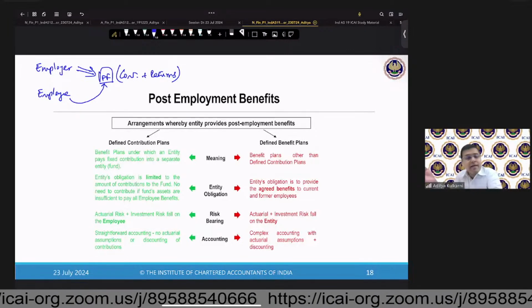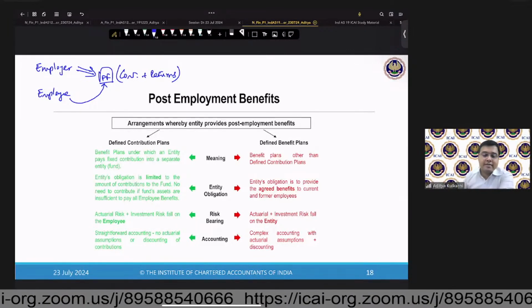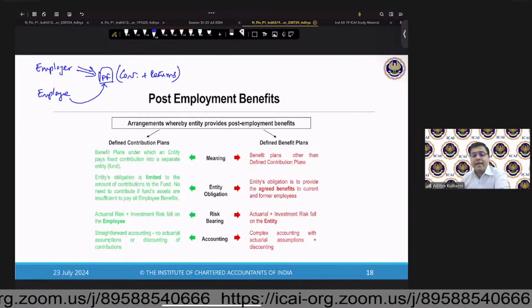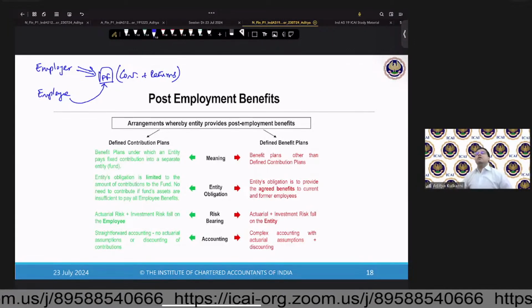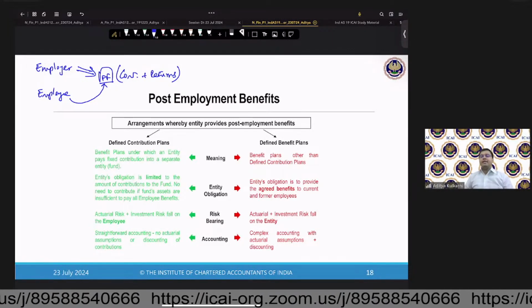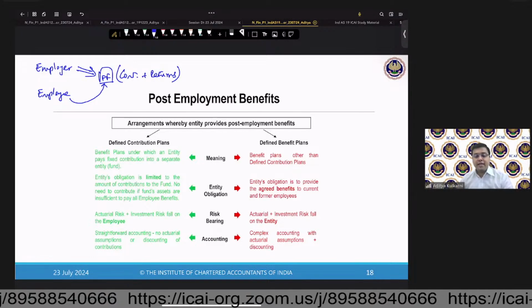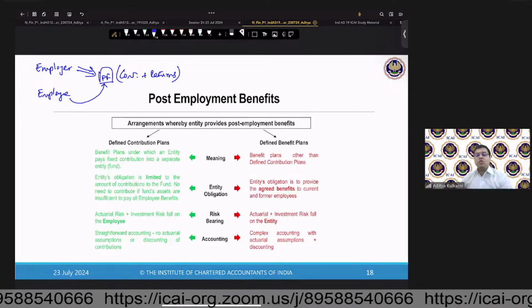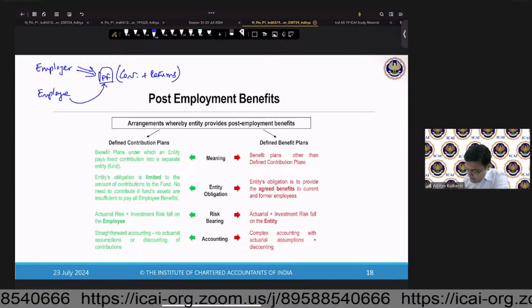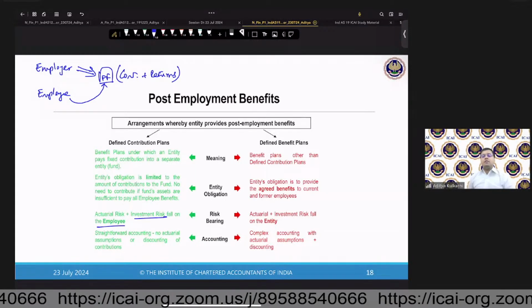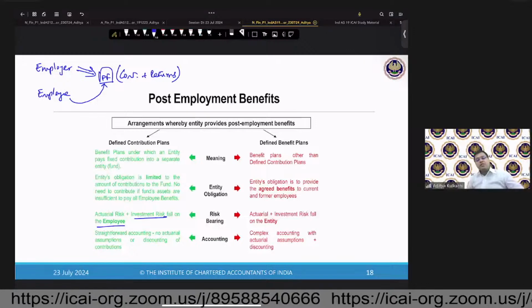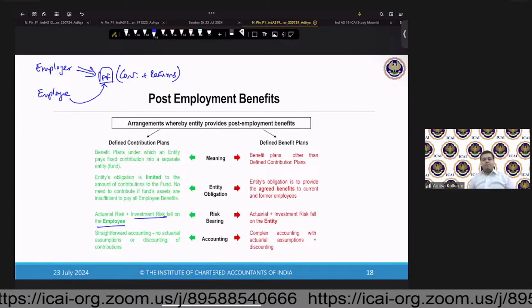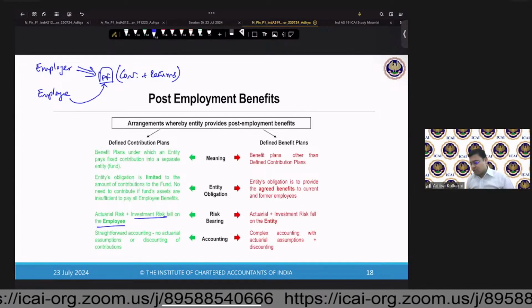Can the employee say this to the employer? Answer is no. Employee cannot say this to the employer. Why? Because it is the burden of the employee himself. So this particular investment risk falls on the employee. Actuarial risk also falls on the employee. We will see what is actuarial risk shortly.